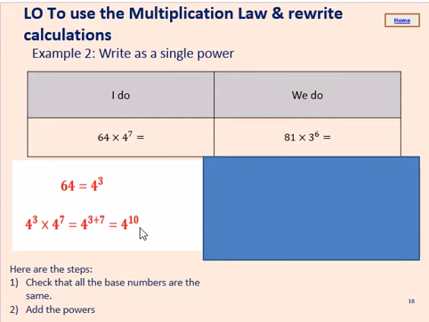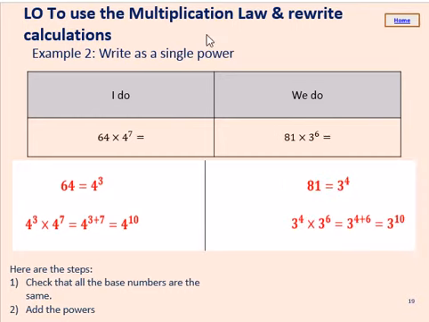Please copy that down, pause the video, and then try the we do for yourselves as well. Okay, so for the we do, the trick was spotting that 81 is equal to 3 to the power of 4. Then we can write, in place of 81, 3 to the power of 4. So we turn this into 3 to the power 4 times 3 to the power 6, which gives us 3 to the power 10.